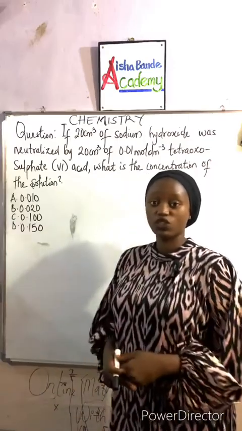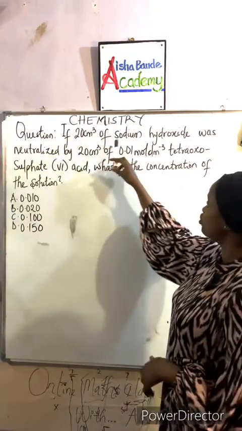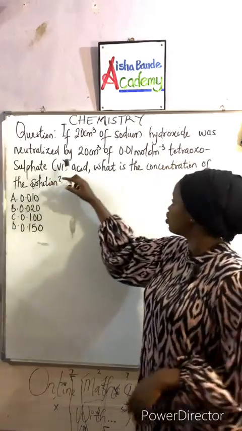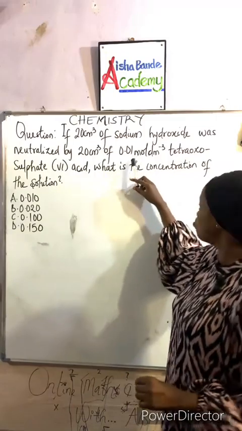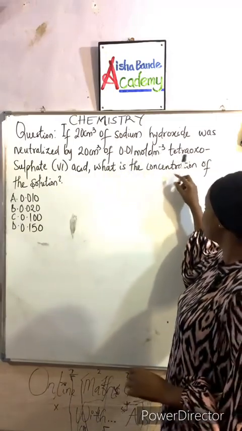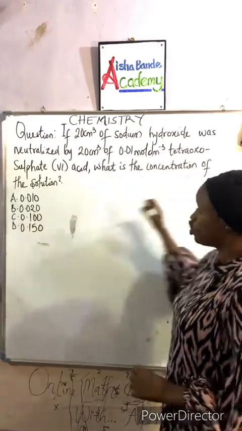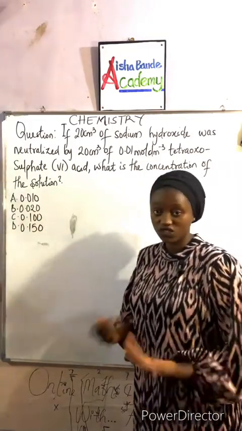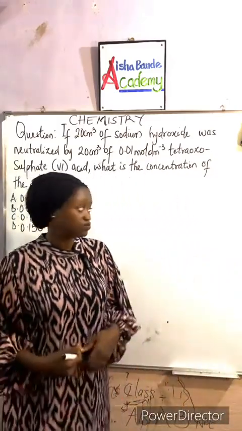So we have a question on the board which says, if 20 cm³ of sodium hydroxide was neutralized by 20 cm³ of 0.01 mol/dm³ tetraoxosulfate(VI) acid, what is the concentration of the solution? So we have four options here. We have to solve and get the final correct answer.